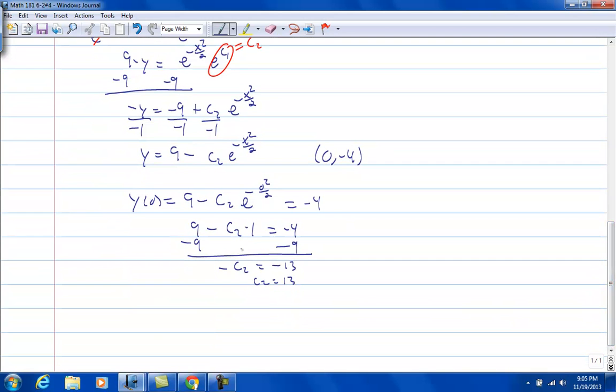If we bring this back into our original equation, y equals 9 minus 13 e to the negative x squared over 2. And that is the solution to the initial condition, our particular solution.